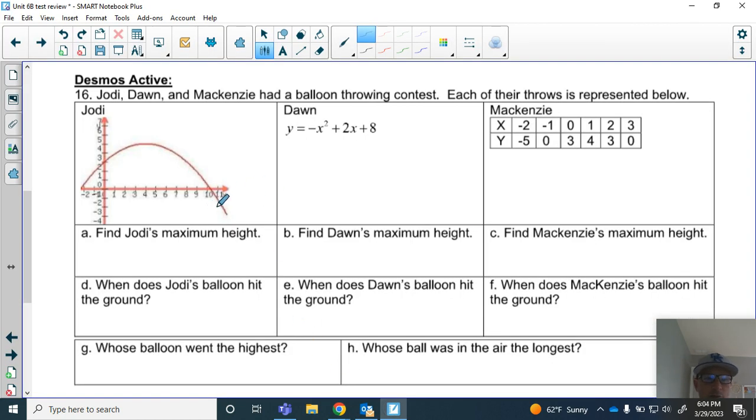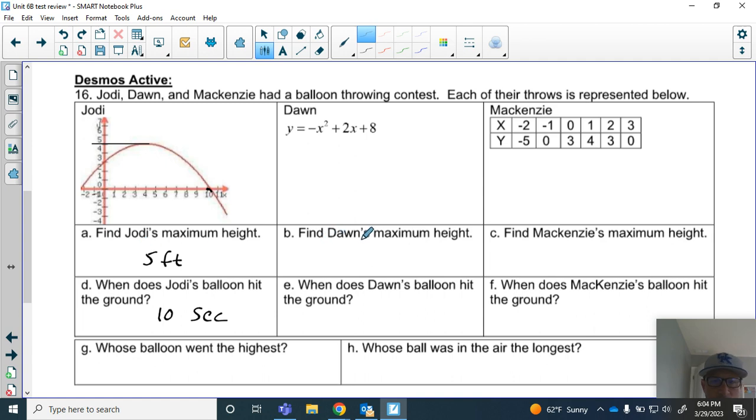All right, so the maximum height for Jody is somewhere. Let me get the maximum height for Jody. Looks like it's, I would say, 5. Looks like it's going to be 5 feet right here. When does Jody's balloon hit the ground? That's going to be right here at 10 seconds.